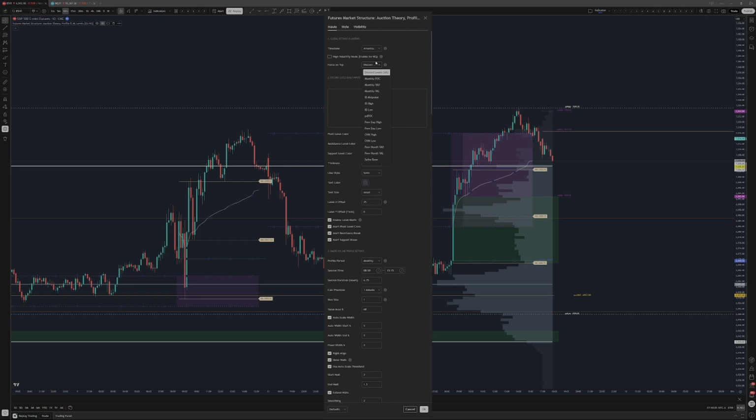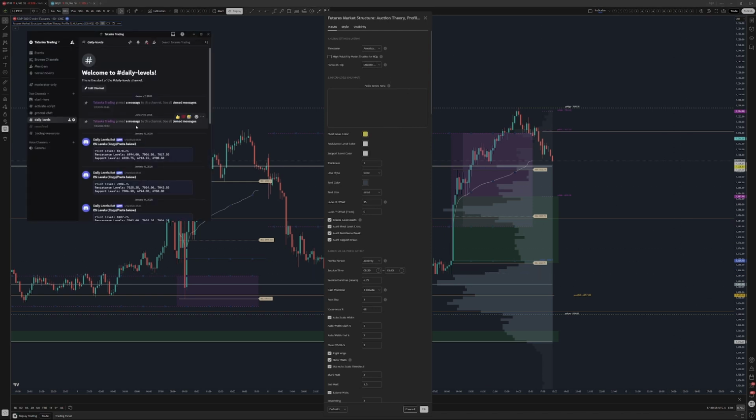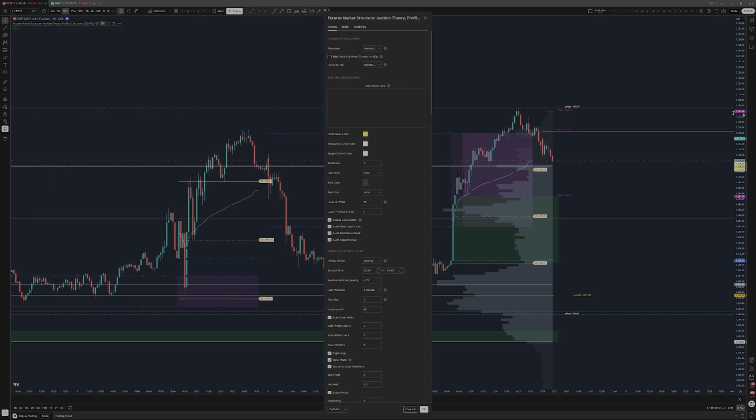Group 2, Discord levels. Group 2 is the data bridge. This connects our machine learning model to your chart. Paste levels here. Every morning, you copy the raw text block from our Discord, whether it's for ES or NQ, and paste it here. The script automatically reads the text and plots your pivot, resistance, and support levels. Alerts. Checking these boxes will allow alerts to happen when price crosses one of the Discord levels.